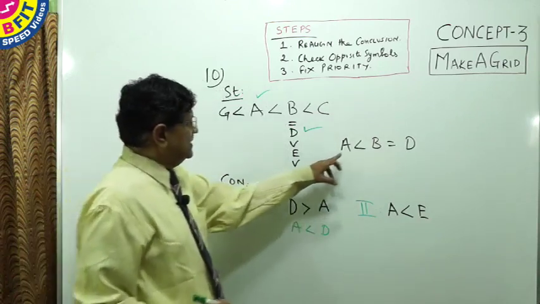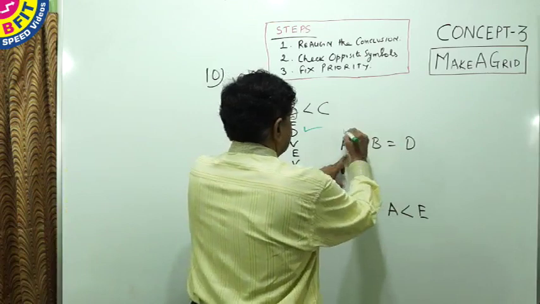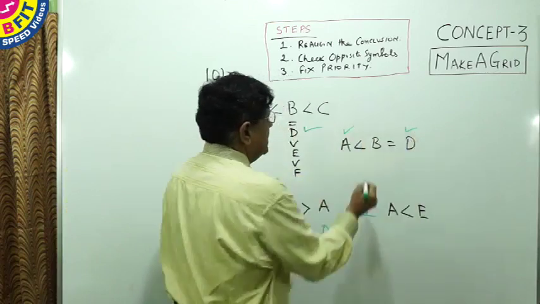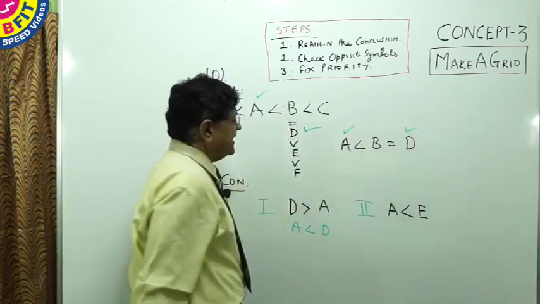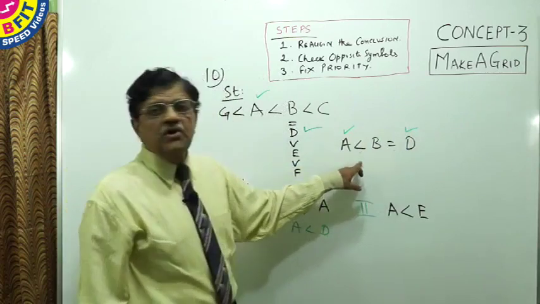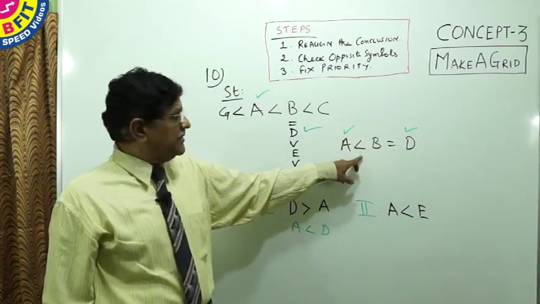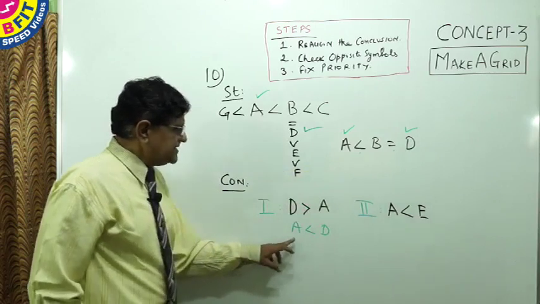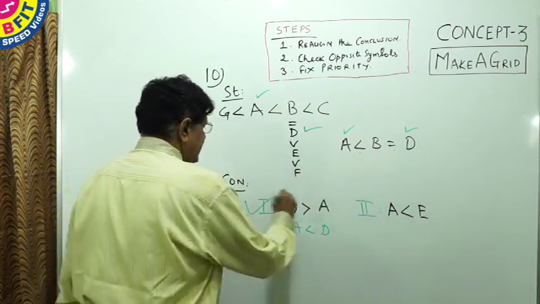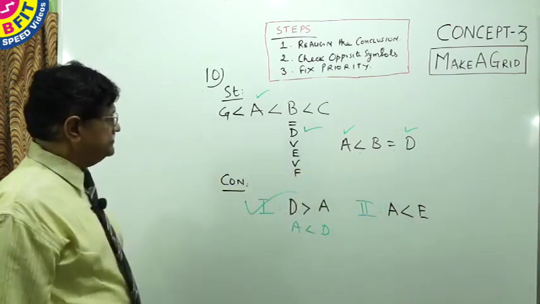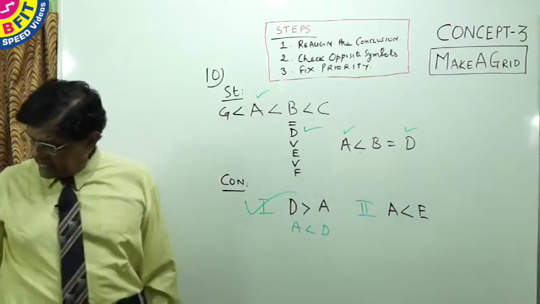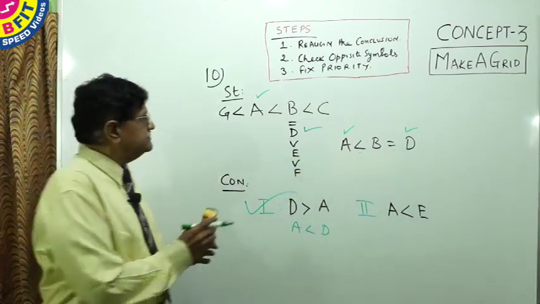Now look at this statement we have arrived at. Element A is here, element D is here. Between the two, symbols are there. One is less than and one is equal to. Between the two, this has high priority. Therefore, A is less than D is correct. Now let us go to the second conclusion.